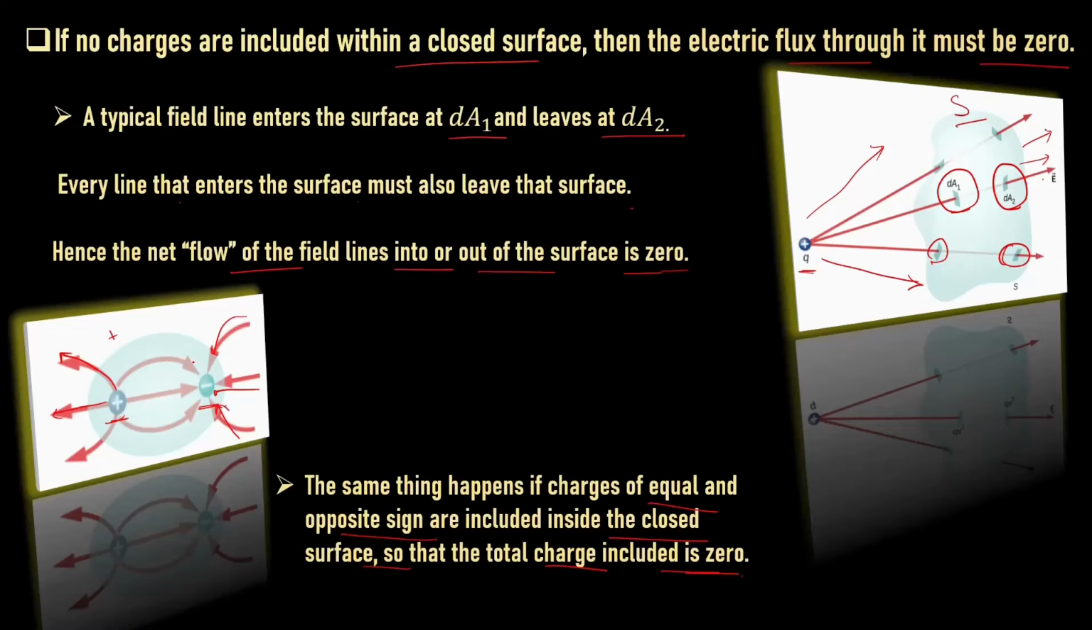So again, if two equal and opposite charges are enclosed in a surface, the electric flux associated with the surface will be 0. That is the net concluding point. In these two situations, the net flux will be 0.